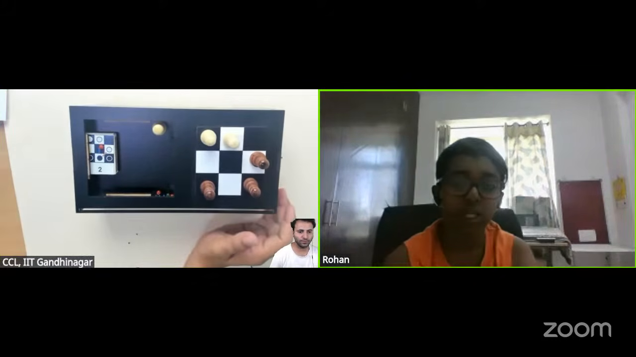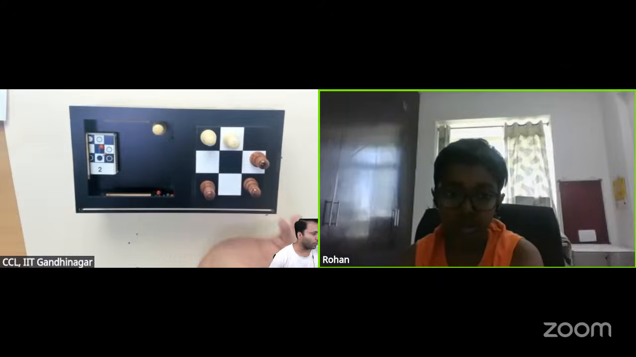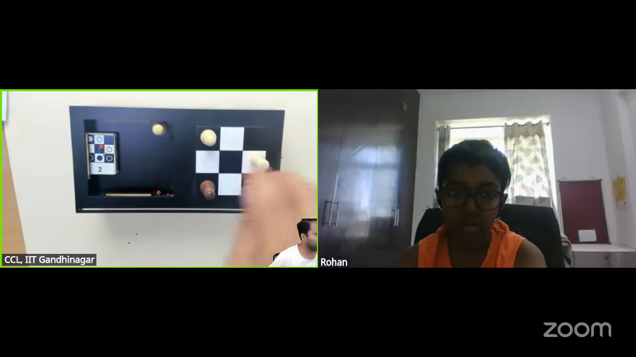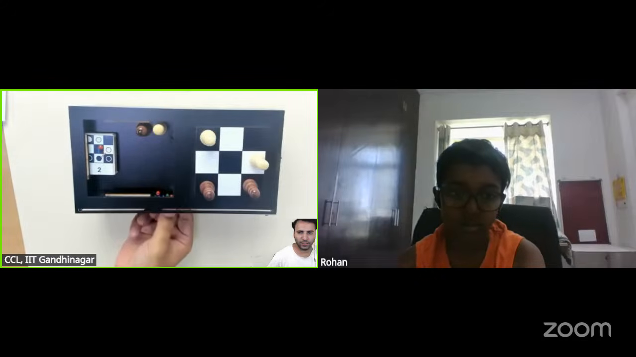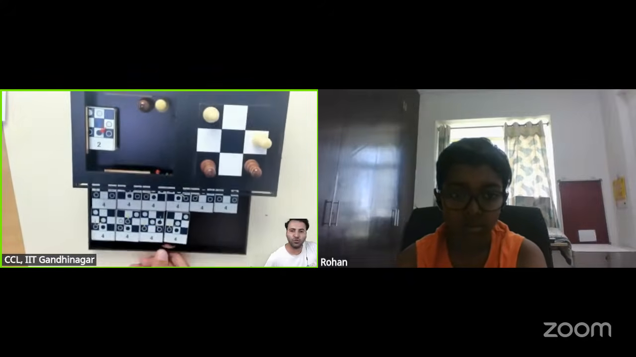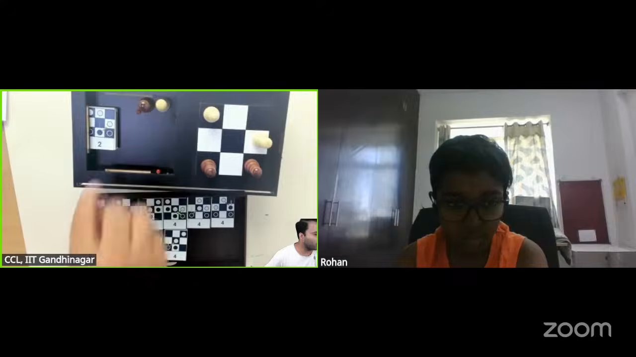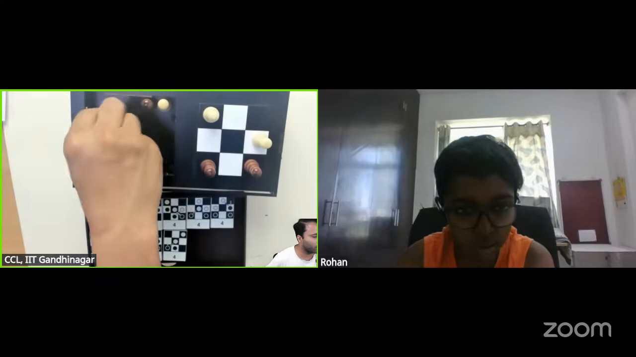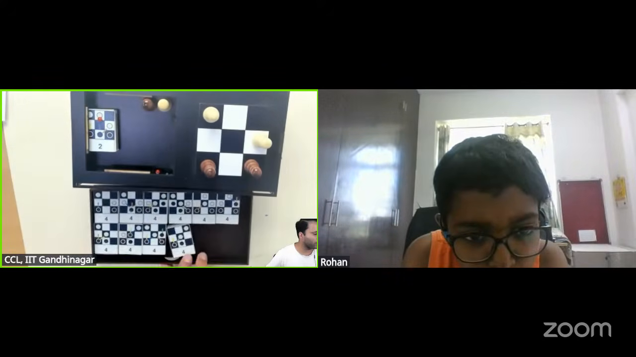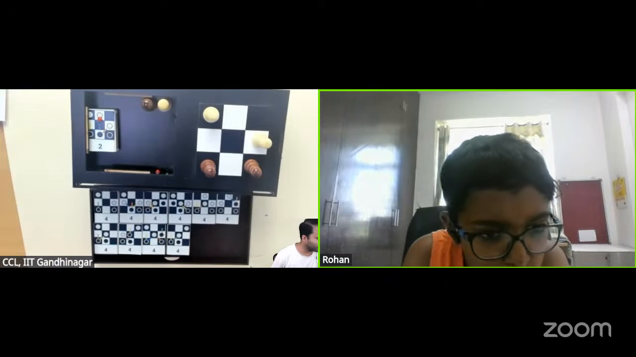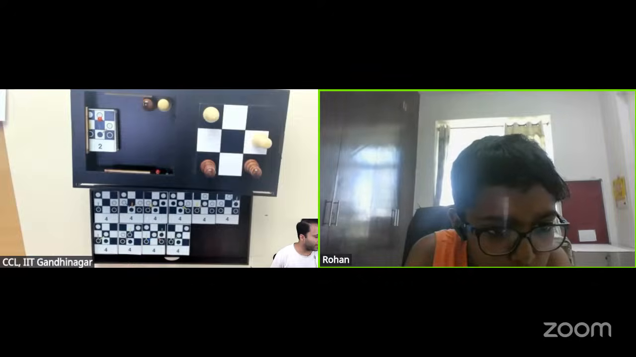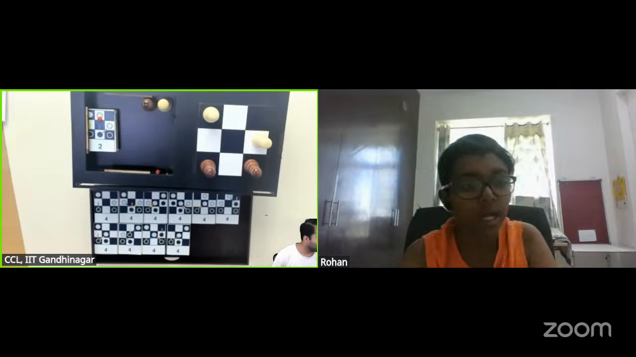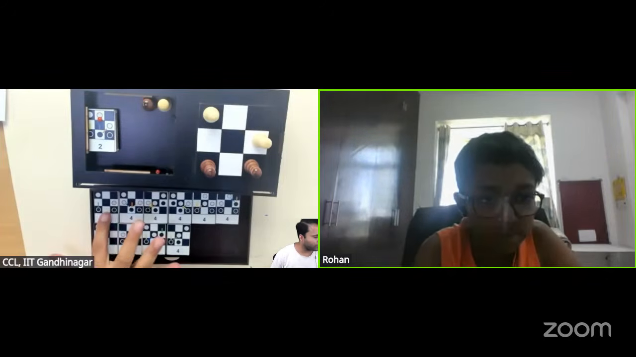I would capture your pawn. Okay. Now it's time for the matchbox move. And can you help me out figuring it out? What will be the possible position for this? So there are two white and two black. Yeah, I think the first one. The first one, isn't it?